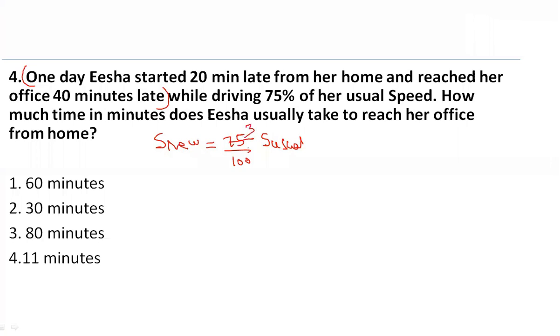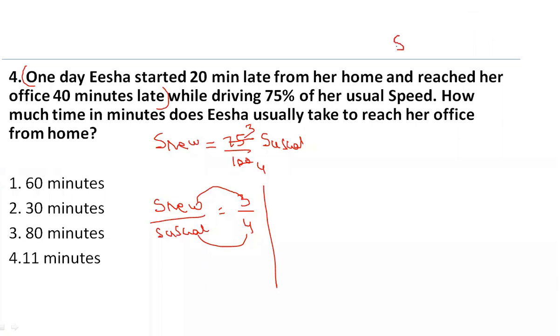So 75% is three fourths. I can write the new speed divided by the usual speed is equal to 3 by 4. So new speed is 3 parts, usual speed is 4 parts. As we already know, speed is inversely proportional to time. We can directly write new time divided by usual time is equal to 4 by 3. So new time is 4 parts and usual time is 3 parts.